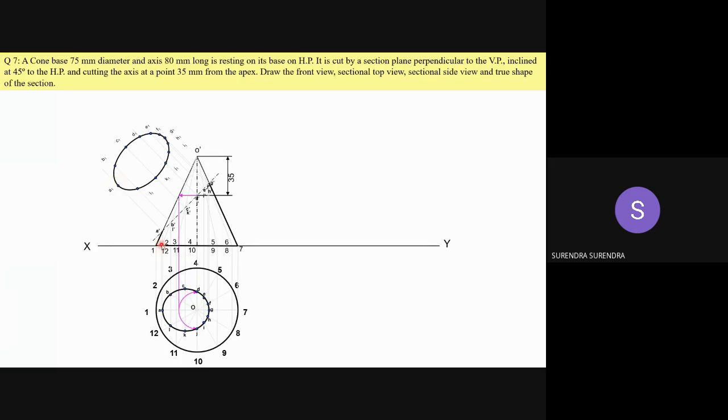Measure the distance from XY line to A. A dash as center, draw an arc. XY line to B. B dash as center, arc. XY line to C. So, in order, mark all these points and join all these. So, if you take 8 equal parts, you may not get the smooth shape of the section.